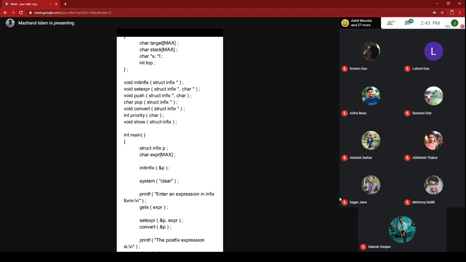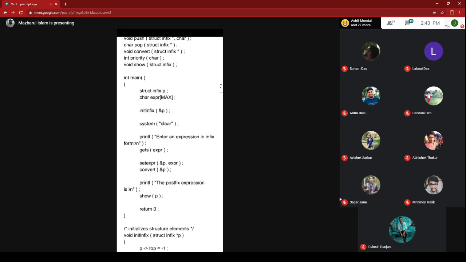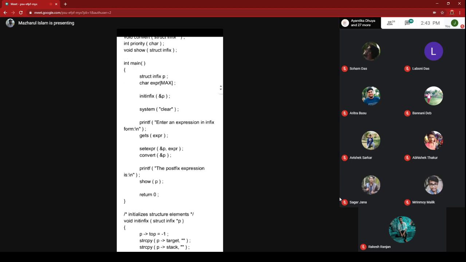So all these functions you will know. Inside main, after the declaration of the structured data type, we have declared one variable. Now char expr[MAX] is just a temporary array declaration, and initinfix takes the pointer to the infix variable. Its address is passed, and you get the expression using the gets function. Now expr is your input string.